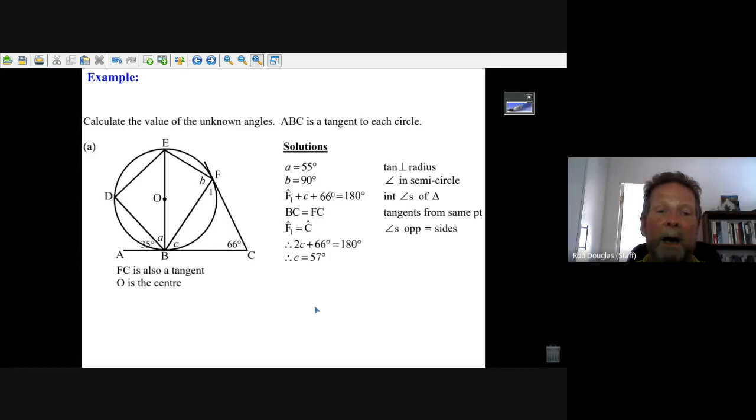But in the memo, I use exactly the right reasons, and I've given you two sheets with exactly the right wording, the exact right reasons to put down. We know that BC equals CF because of tangents from the same point. That means F1 is equal to angle C because equal angles opposite equal sides. And then you just have to add it all up. If that's C and C, that's 2C plus 66 is 180. That's angle sum in a triangle. Subtract 66, 114 divided by 2, you get the final answer.